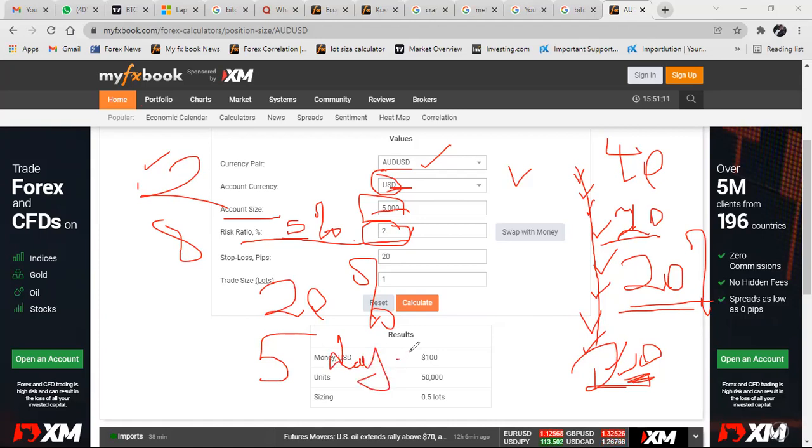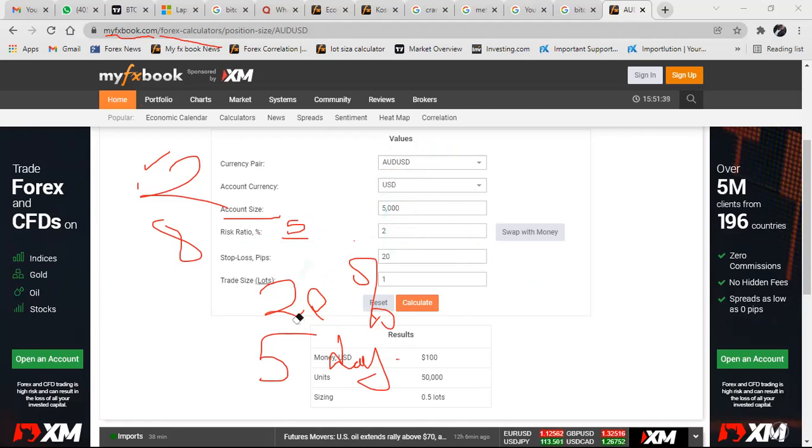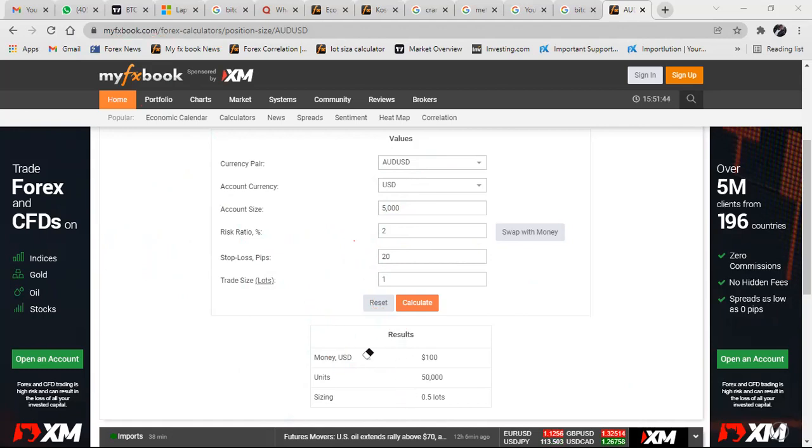You see, so it is very, very key to determine what the lot size is. Here, myfxbook.com forex calculator, or you can just type position size calculator and it will lead you to those tabs. Just make sure the website that you are dealing with is myfxbook.com.